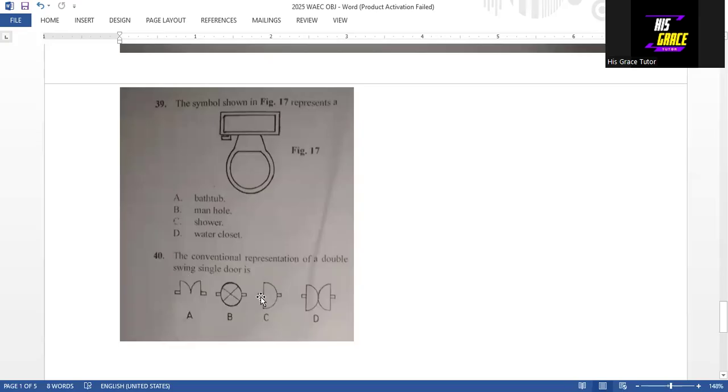So we have answered questions 31 to 40 on building drawing, as we have done that of questions 1 to 30 on general geometrical drawing. So it's as simple as I've done it here. All you have to do is to take a personal study on technical drawing. I'll be able to give answers to questions like this without wasting time.